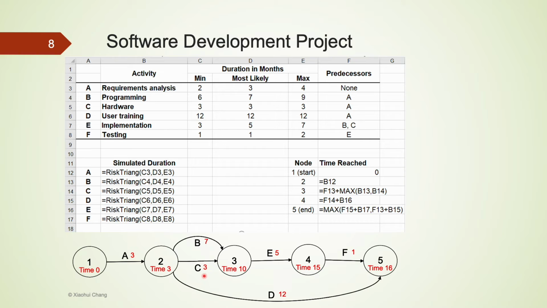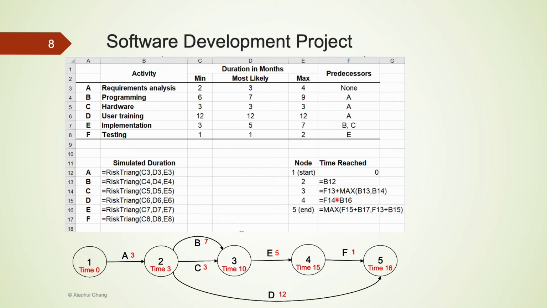It took us B13 amount of time to complete B, and B14 amount of time to complete C. To move from node 2 to node 3, it would take us the maximum of B13 and B14, so we use the max function here. To calculate the time reached at node 3, we also need to add the time reached at node 2, that's F13.